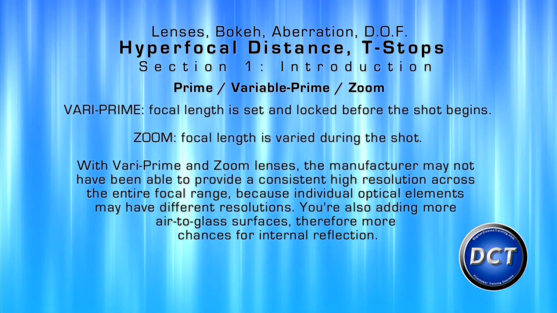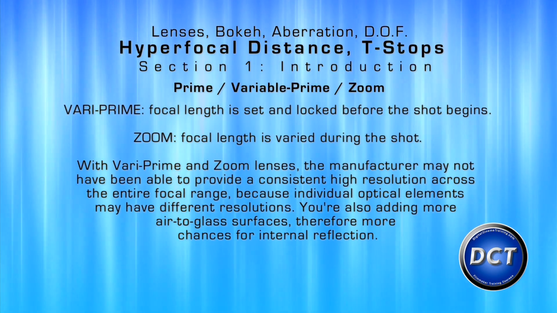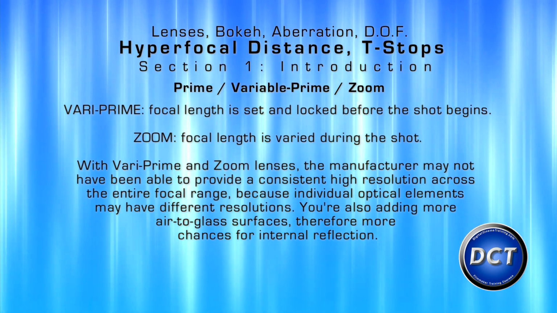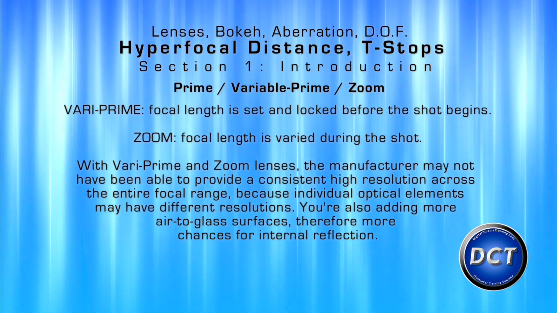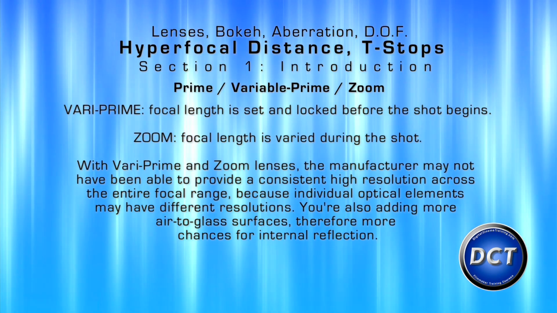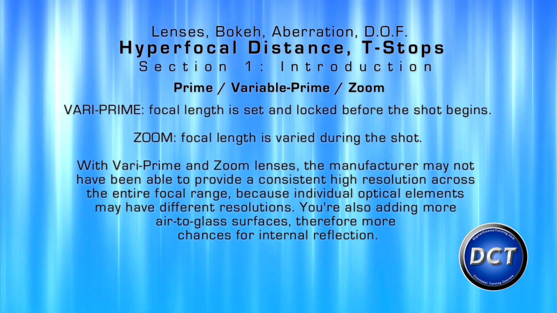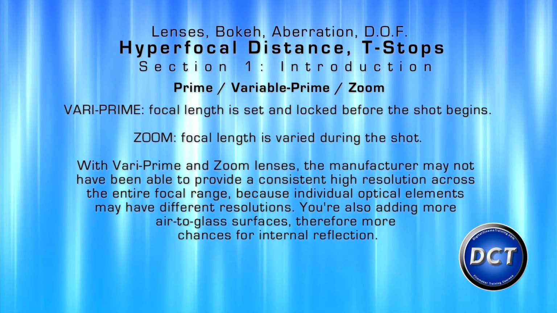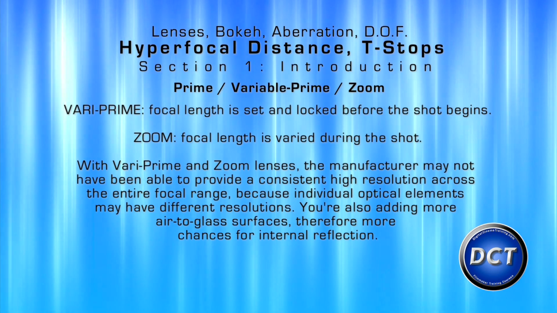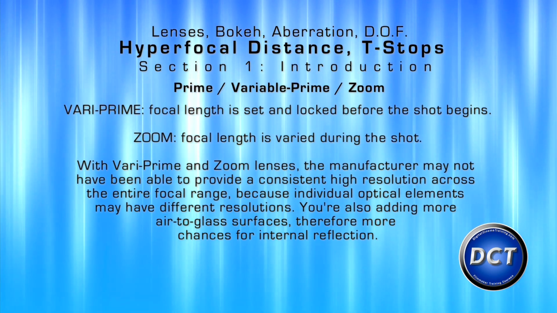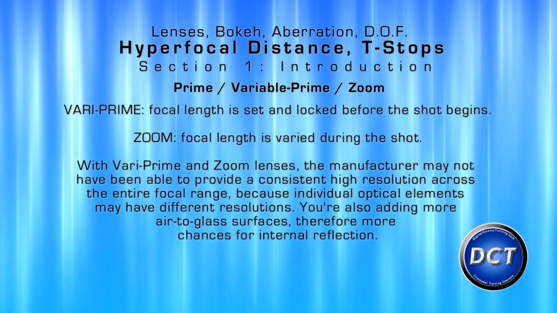Another difference with zoom lenses versus prime lenses, or variable primes as some people call them, where you're not actually zooming during the shot: if you use anything that's variable, you're going to get differences in resolution and the number of elements that are in the design. A zoom lens is going to have several more optical elements, more pieces of glass, more chances for internal reflections. Anytime you add an air-to-glass surface, you're going to be causing optical issues that the manufacturer must account for in their design.